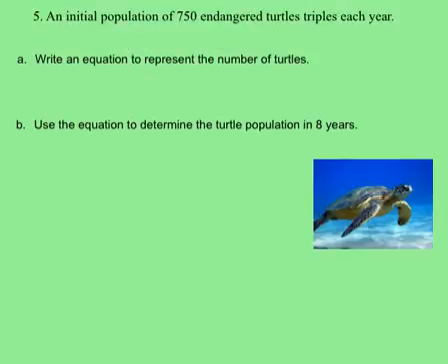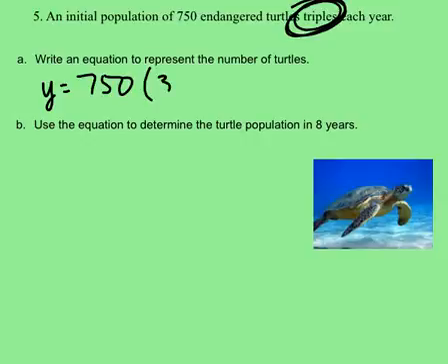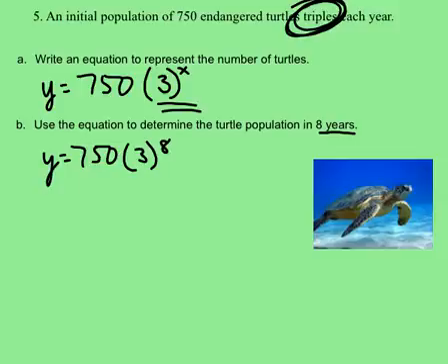Alright, an initial population of 750 endangered turtles triples each year. So this would be one where you have to start thinking. Triples each year. So y equals 750 is my start value. Triples, times 3, and then we need to know the number of years. Each year you're going to multiply by another 3, so you just know the triples is the exponential part. In 8 years, it's just y equals 750 times 3 to the 8th.